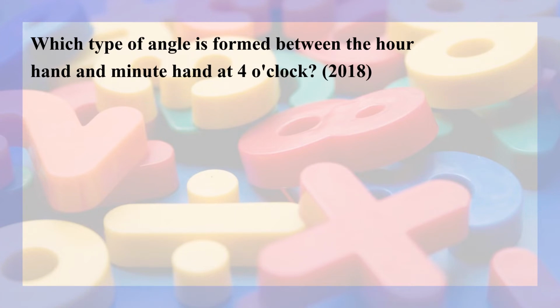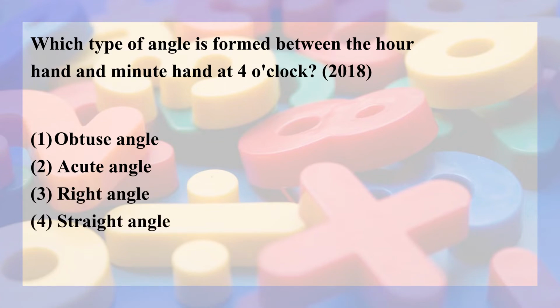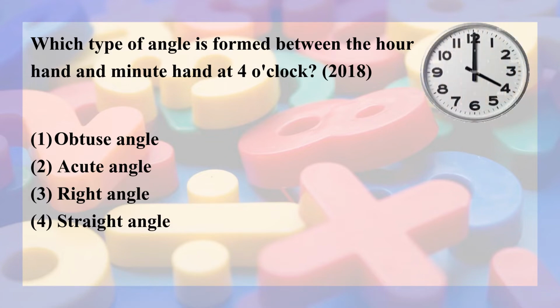Which type of angle is formed between the hour hand and the minute hand at 4 o'clock? This question has been asked in the 2018 paper, so you should know this. Is it an obtuse angle? Is it an acute angle? Is it a right angle? Or is it a straight angle? Now, a straight angle is an angle which measures 180 degrees only. Okay, that is a straight angle.